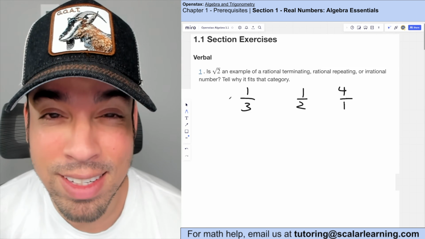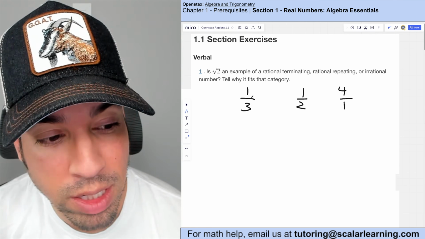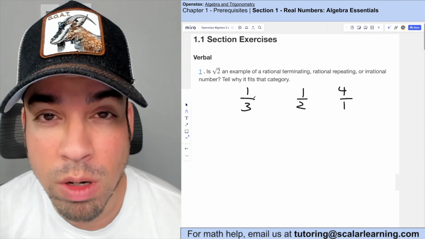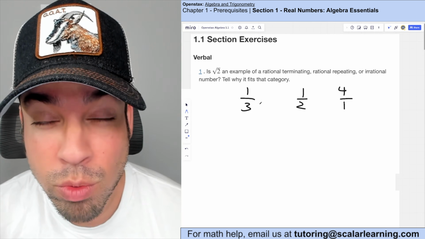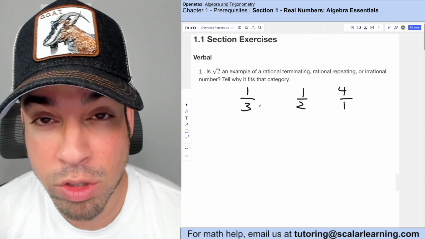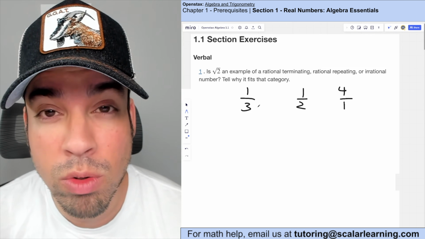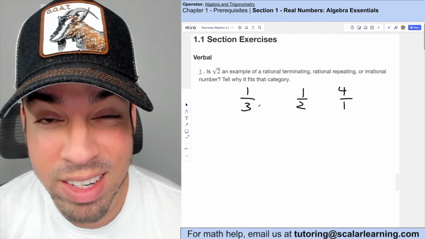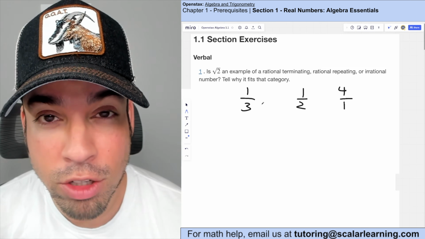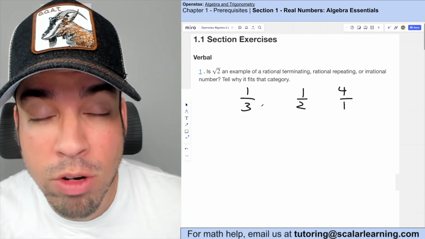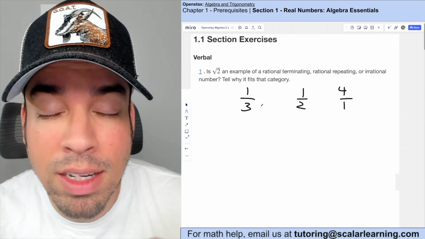Square root of 2 is not one of those numbers. It cannot be represented as a fraction or a ratio of two integers. Moreover, a square root of any non-perfect square, so like square root of 3, square root of 7, none of those are rational numbers. They're all irrational. And if you plug that into your calculator, you'll see that the decimal does not terminate. It goes on and on, but it doesn't have a pattern.